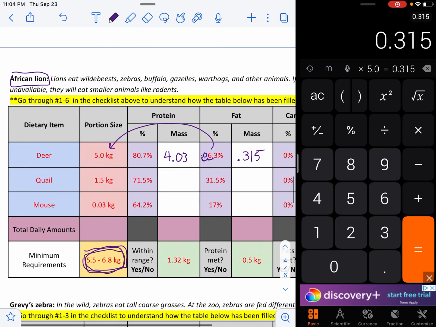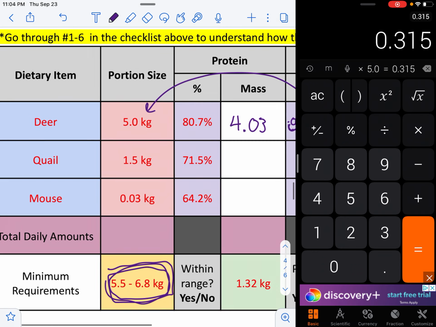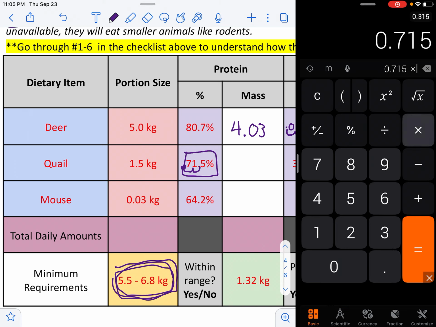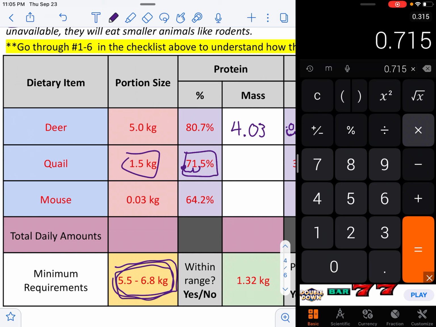We have to do the same thing now for the quail. So the quail, same process. The portion size is different. The percentages are different, but the process is still the same. So my percentage is 71.5. I have to convert that to a decimal form, so I move the decimal 2 jumps to the left. So now it becomes 0.715. And I multiply that by the portion size, which is 1.5. And I get 1.07.